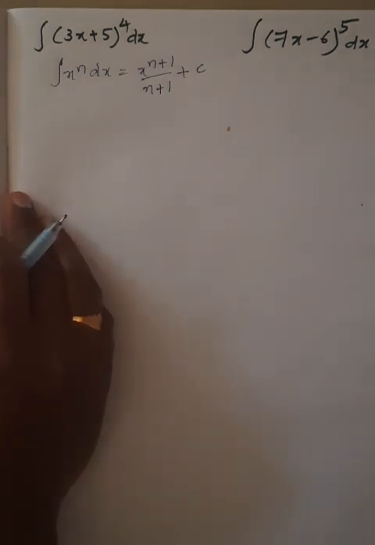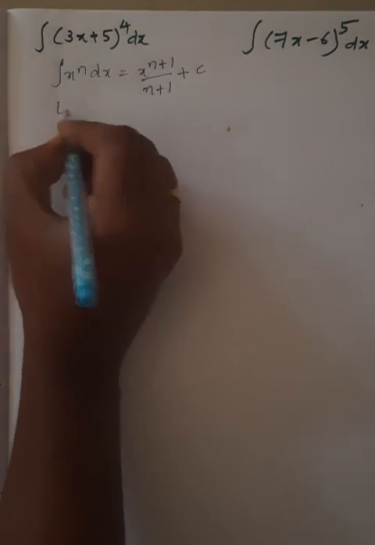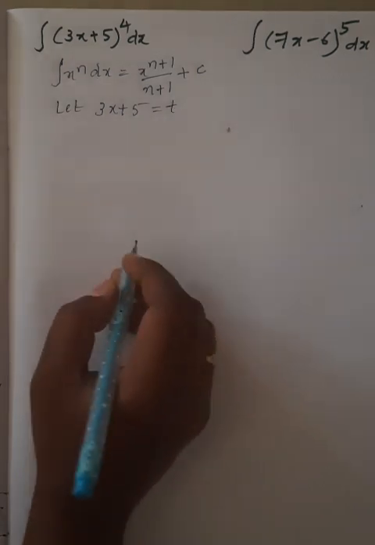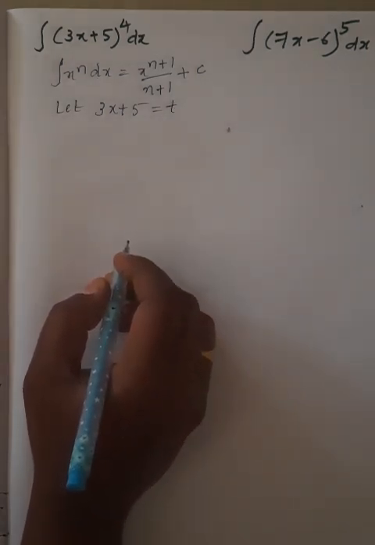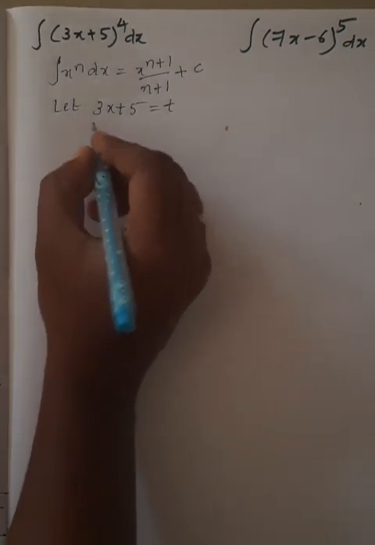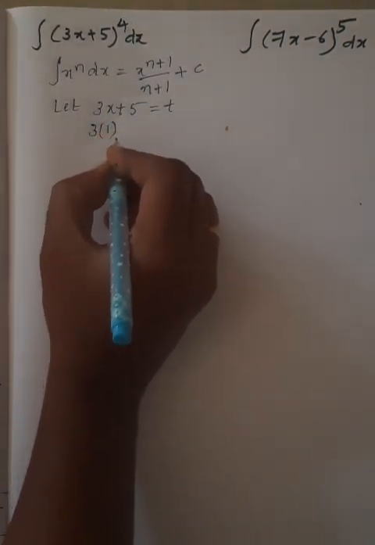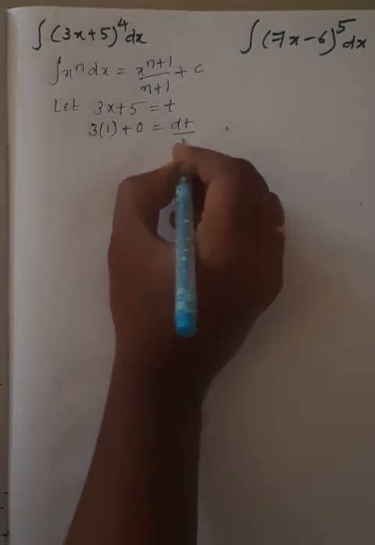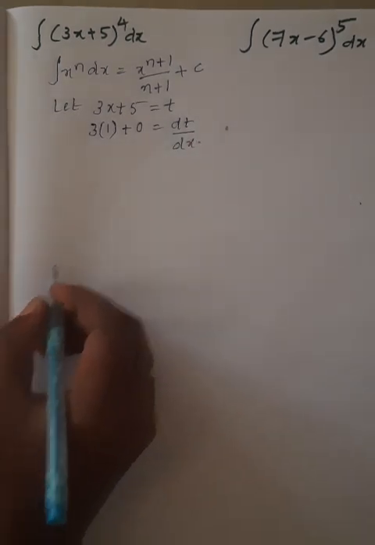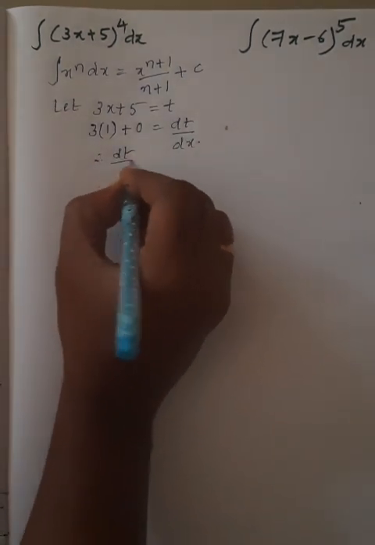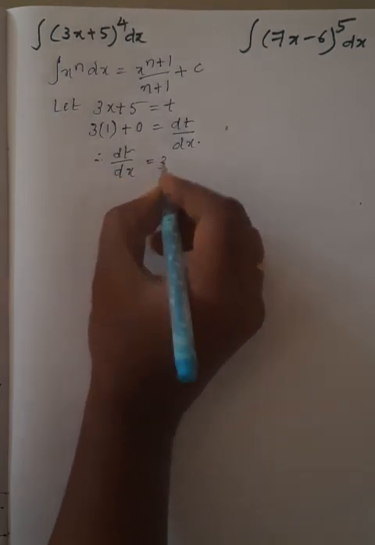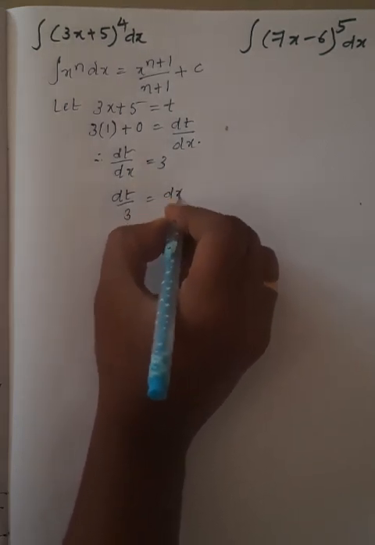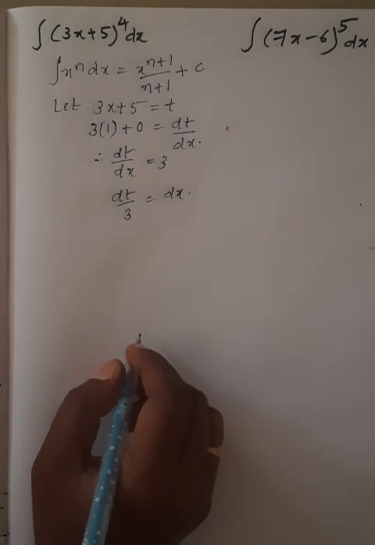take 3x + 5 as t. Let 3x + 5 = t. After considering 3x + 5 equal to t, we have to differentiate both sides. So 3 into differentiation of x is 1, plus differentiation of 5 is 0, is equal to dt by dx. Therefore, dt/dx = 3. On cross multiplying, you will get dt/3 = dx.